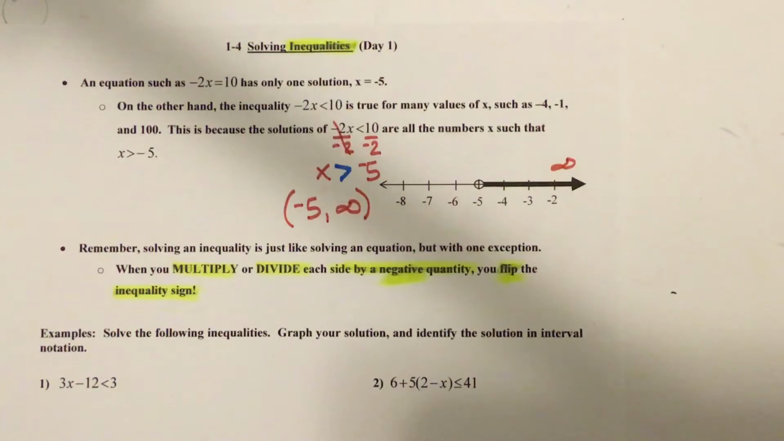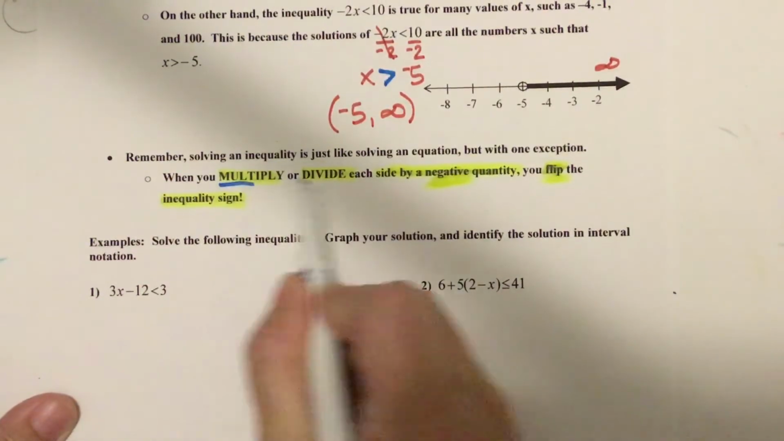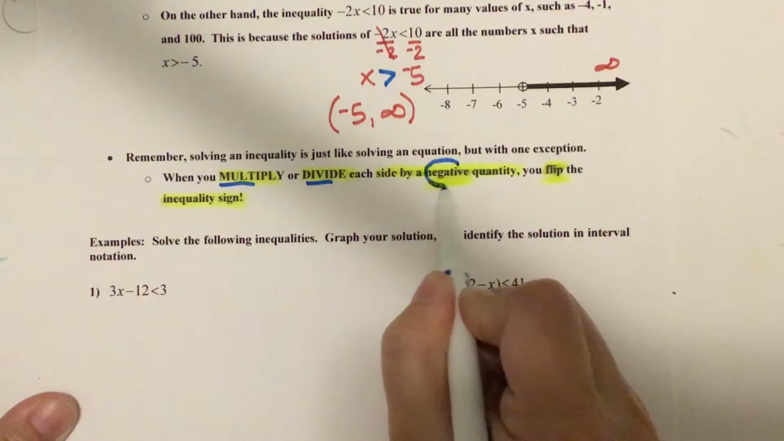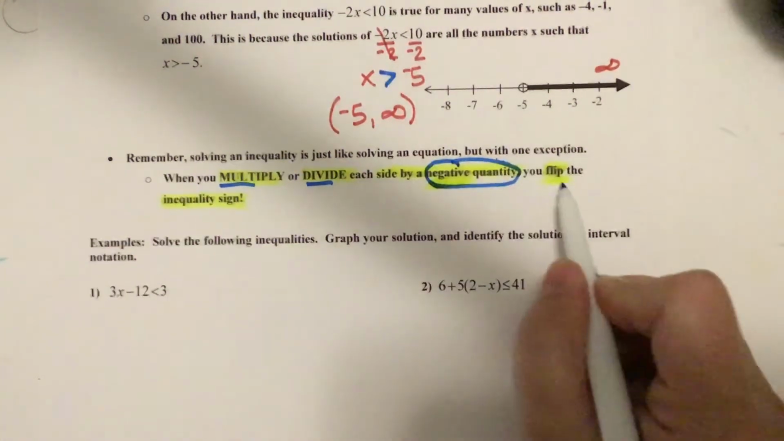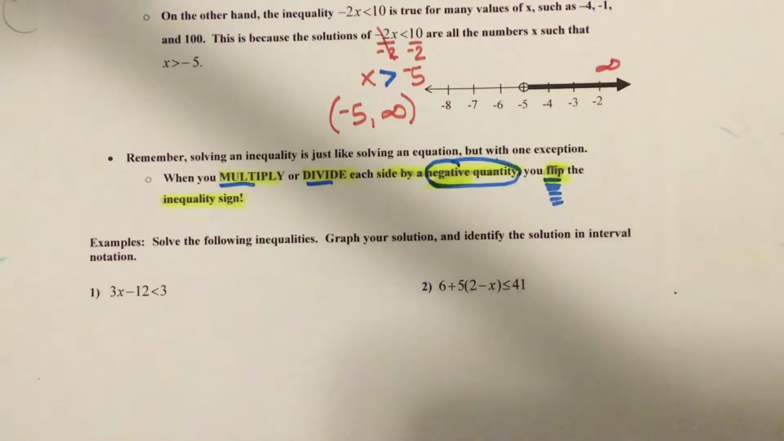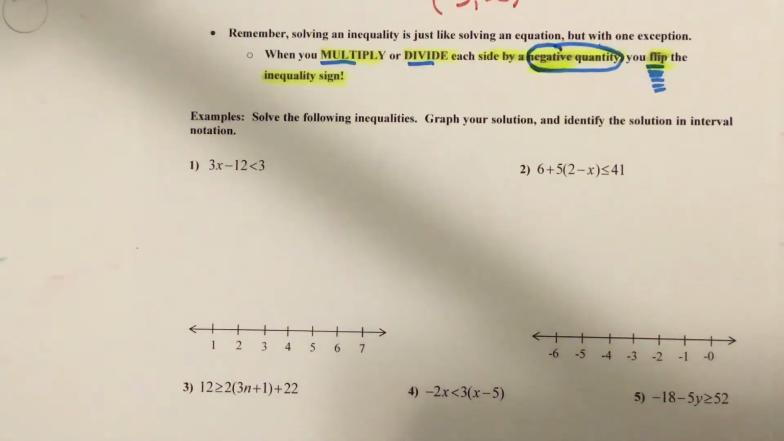So basically, if you know how to solve an equation, then you'll be able to do this. There's just the one little detail that if you multiply or divide by a negative number on each side of the inequality symbol, then you will flip your inequality sign. Okay, so let's look at number 1. We're going to solve it, graph it, and then state interval notation. So solve it, graph it, interval notation it.